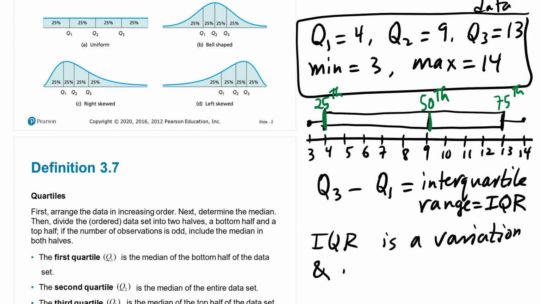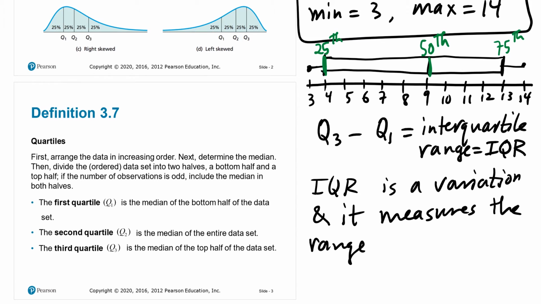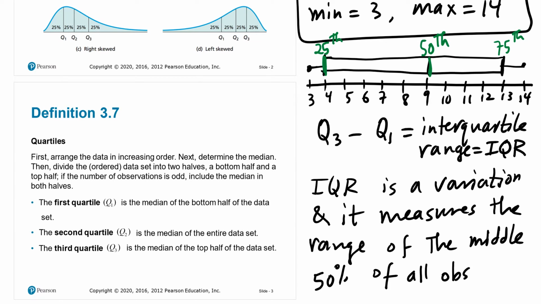And what does it do? It measures the range of the middle 50% of all observations. That's what IQR is.